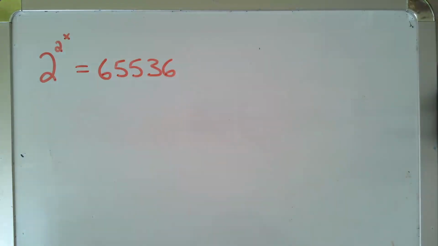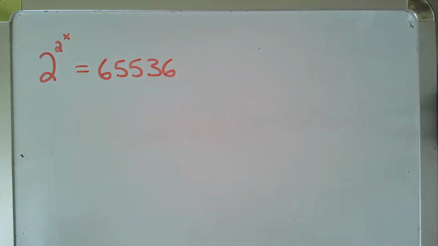So the problem that was posed was 2 to the 2 to the x equals 65,536. And this was posed in an Algebra 1 class. So the tool of logarithms is not available to us. And the question was how to do this.